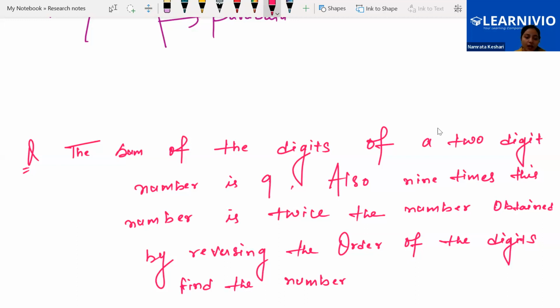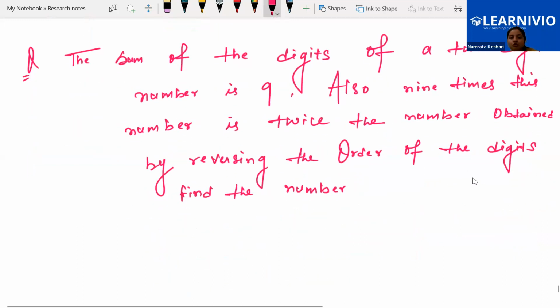Okay, this is what we are having as a question. Let's see how to frame the equation. Once we are able to frame the equation, then we can use the method of substitution or the method of elimination to find the x and y values. But at first, the main job is to frame the equation. So how will we frame the equation over here?